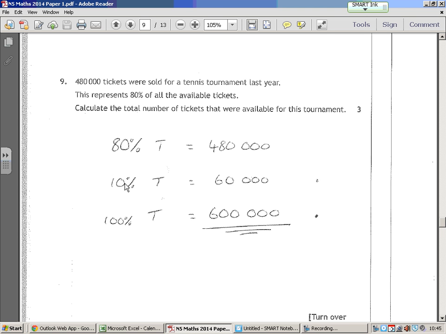Now that I'm at 10%, I can multiply by 10 to get 100% of the ticket sales. Again, the reason I want 100% is because that would be the original amount. And multiply the other side by 10 as well. So the amount of tickets available is 600,000.